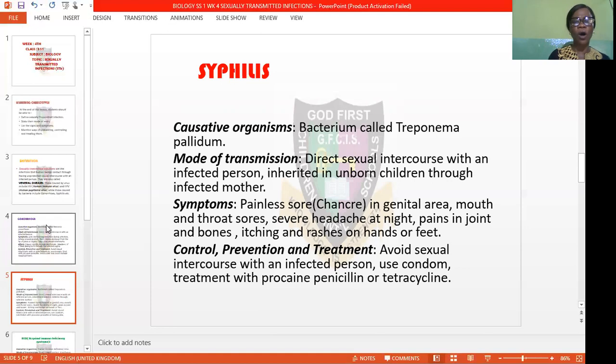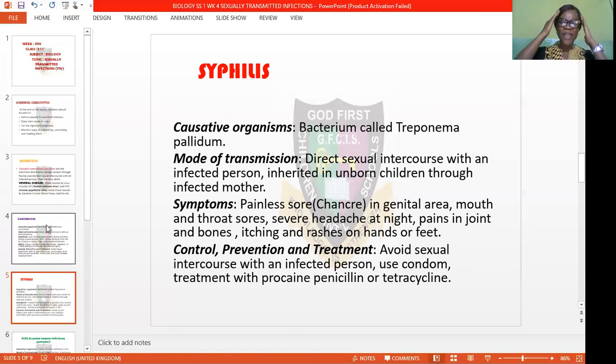What are the symptoms of syphilis? One, a painless sore in the genital area, that is, in your private part. The sores there will not be very painful. Before you know it, you will also develop mouth and throat sores.